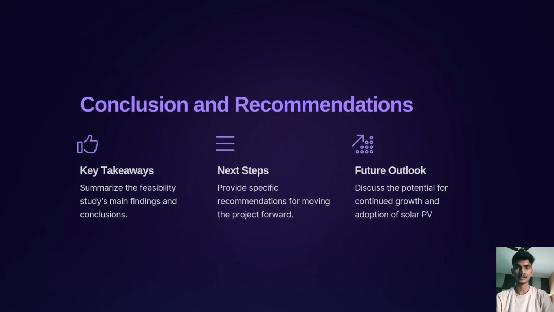Last, conclusion and recommendations. In that there are three types of conclusion and recommendations. One is key takeaways, next is next steps, and another one is future outlook. In key takeaways, summarizing feasibility study's main findings and conclusions. Next steps is providing specific recommendations for moving the project forward, and the last one is future outlook, discussing the potential for continued growth and adaptation of solar photovoltaic technologies.